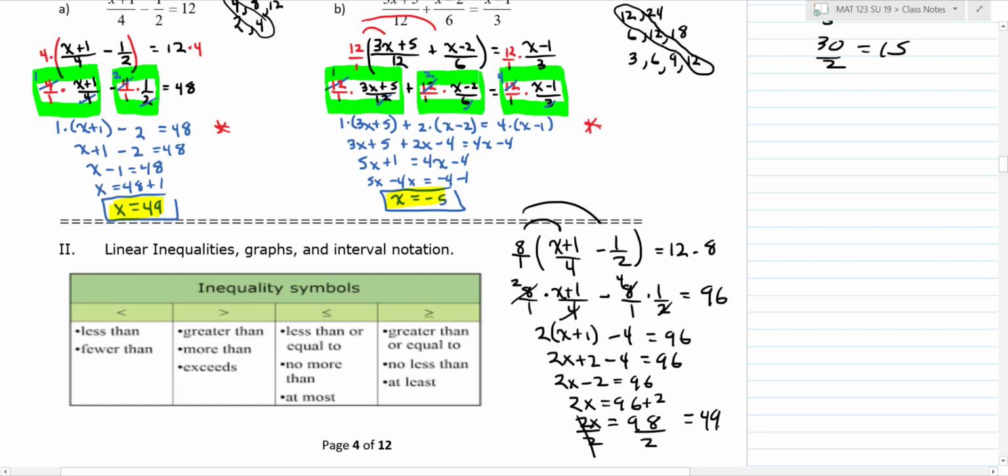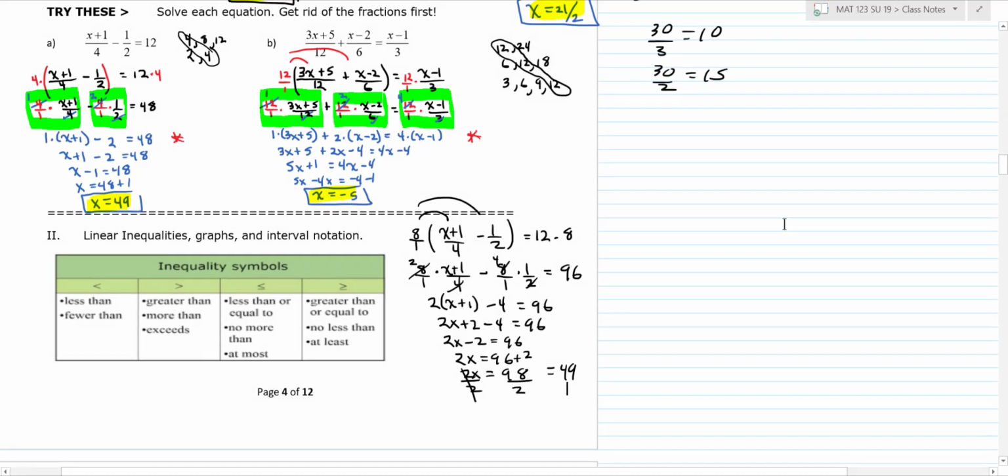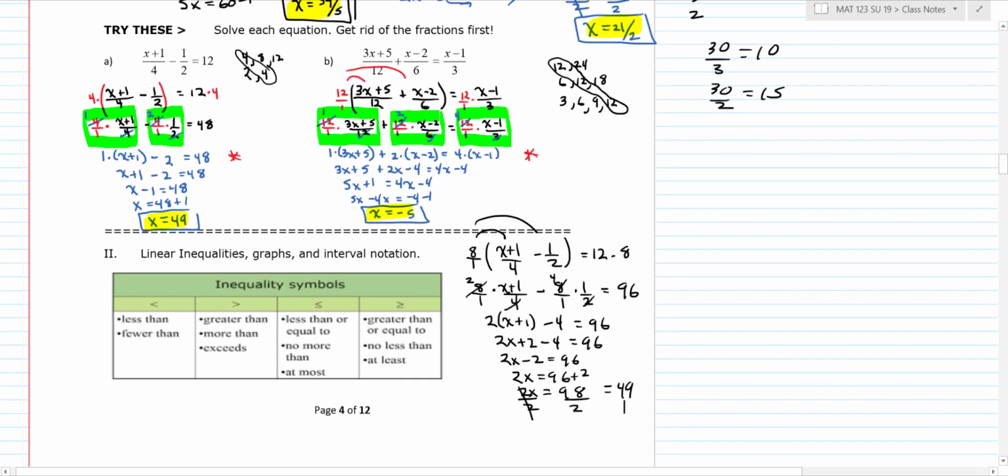It's not wrong to do it that way. It's just the numbers are bigger, so I think students are more likely to make mistakes if they do it that way. So to help you, you want to make sure that you're looking for that smallest common denominator.